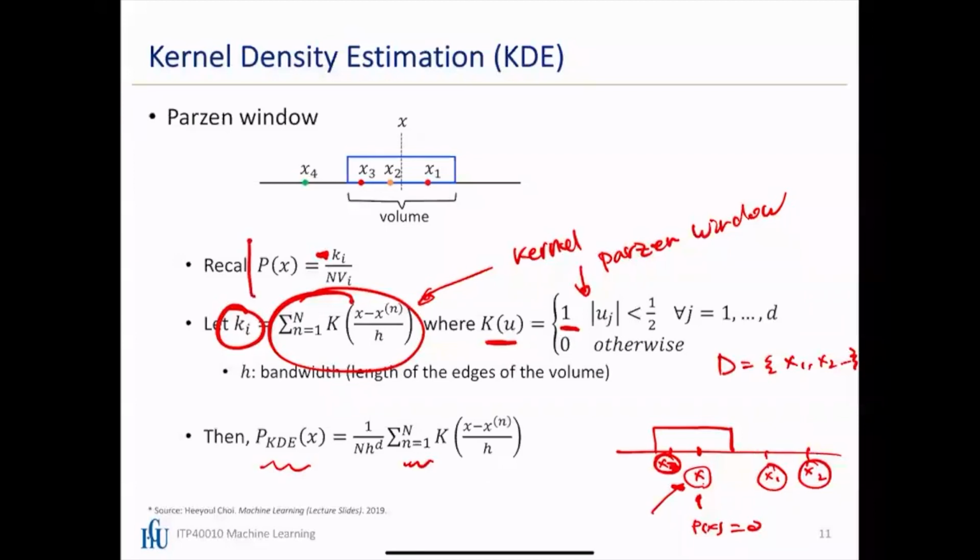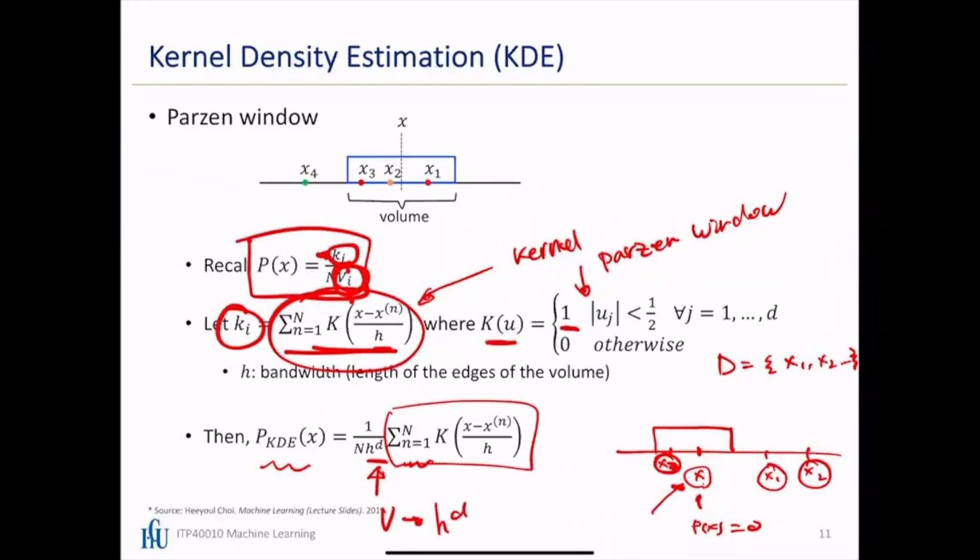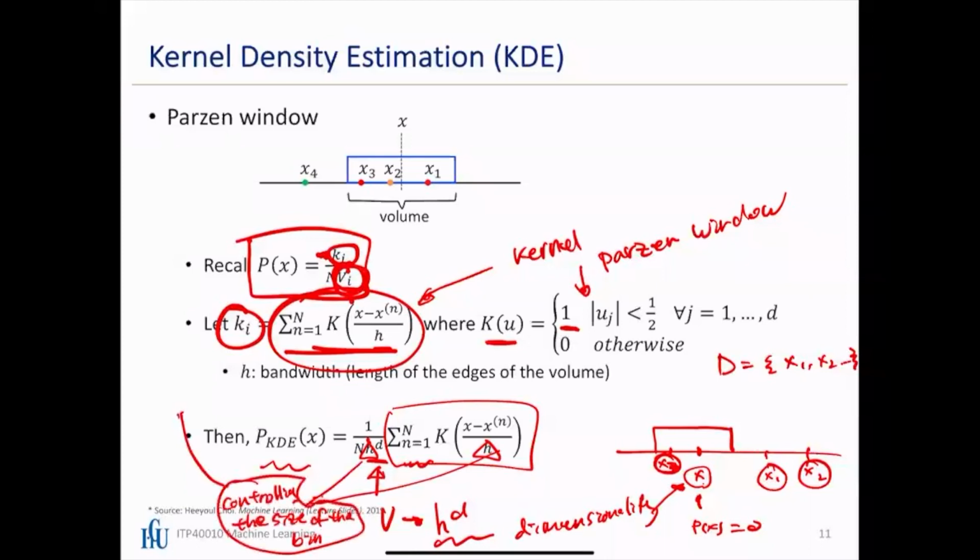Now let's update the original function Px. Ki is updated using this notation, putting it here. And we want to also update B. So B is changed to H to the D, which is representing a sort of dimensionality. At the same time, there is a shared variable H, which is actually controlling the size of the bin. Since this is controlling the size of the bin, it has a name, and that is bandwidth.